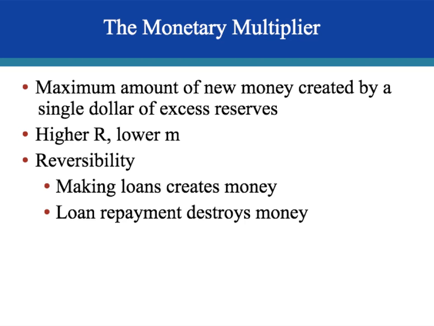Okay, and so we saw that the higher the reserve ratio, the lower the multiplier is. The lower the multiplier is, the less money that can be created from a single deposit. And the reverse is true. The lower the reserve ratio is, the higher the multiplier is, and the more money that can be created from a deposit. And so making loans creates money, but also when loans are repaid, it destroys money. Okay, so this concludes chapter 33, money creation.